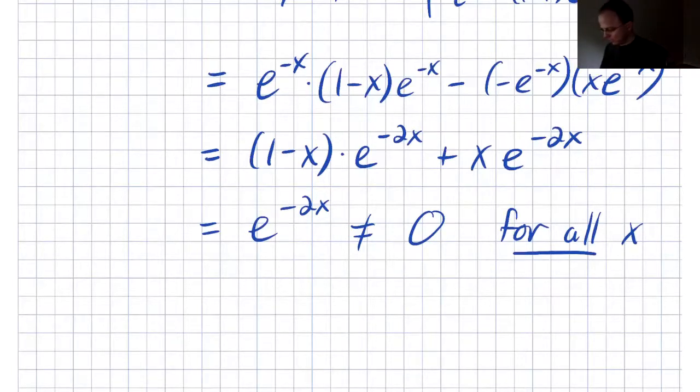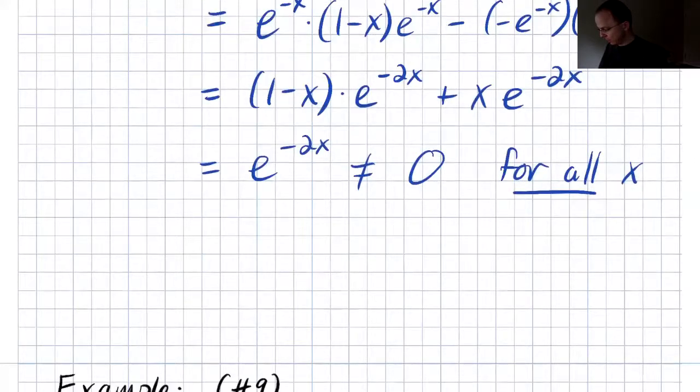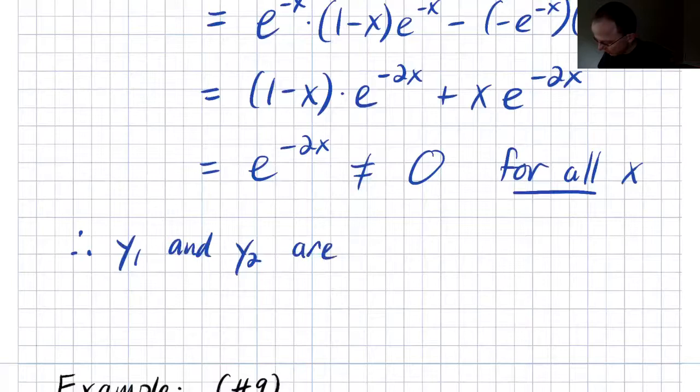And there's actually a general proof. It's one of the suggested homework exercises, which shows that if the Wronskian is not equal to 0 somewhere, then it's not equal to 0 everywhere. I think that's exercise 32, so definitely check that one out. Okay, so therefore y1 and y2 are linearly independent by the Wronskian test.